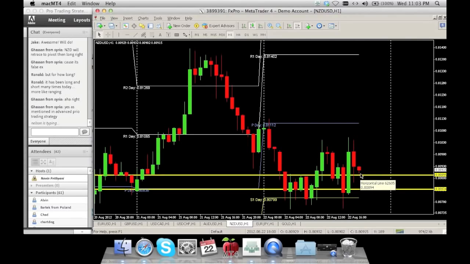Okay, yes, as mentioned in advanced pro trading strategies. I think our previous one on support and resistance goes more into detail on how to read candles professionally in terms of tails and all that stuff.